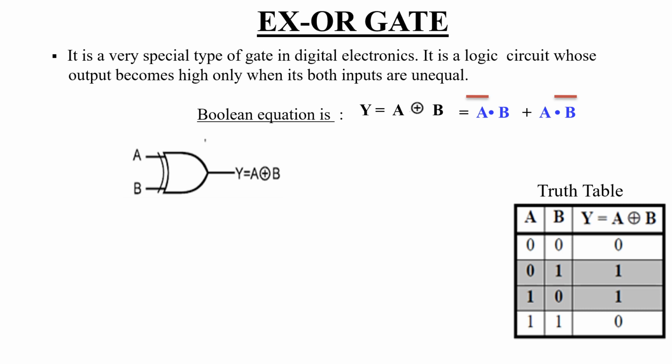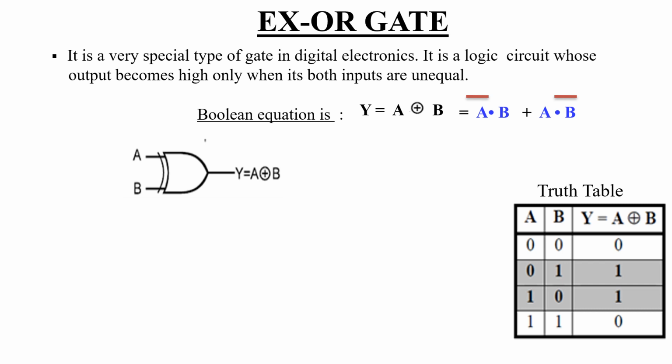Now let us see the third derived gate, that is XOR gate. It is also called as exclusive OR gate. It is a special type of gate in digital electronics. It is used in many applications in combinational circuits because of low power consumption. It is defined as the logic circuit whose output becomes high only when its two inputs are unequal. So when the inputs are different, then only the output is high.